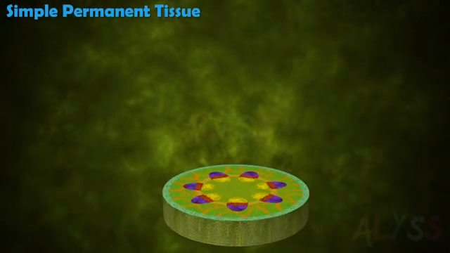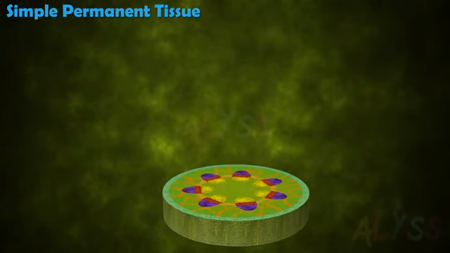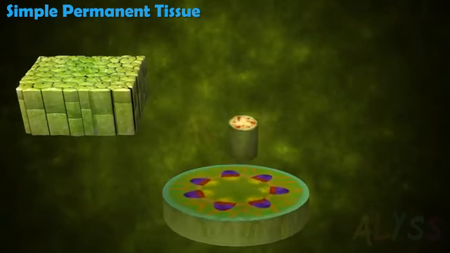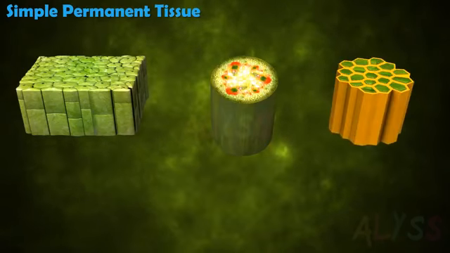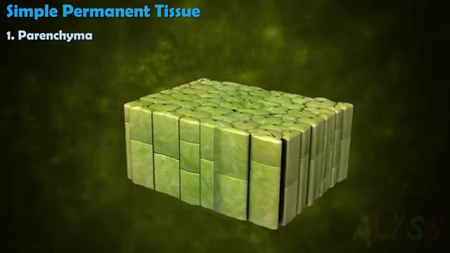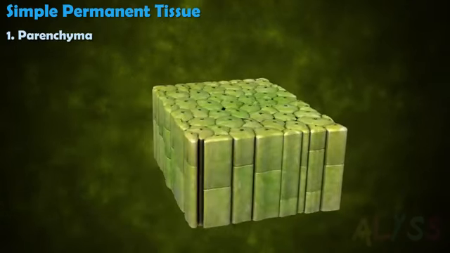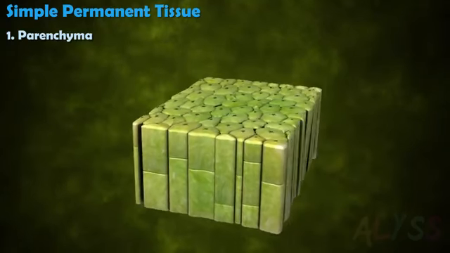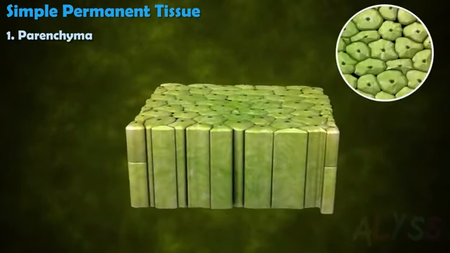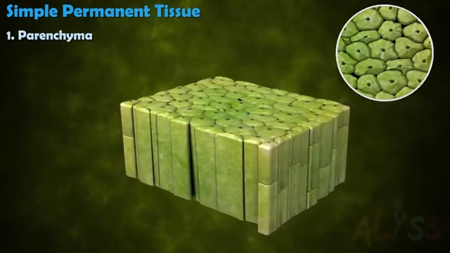Now, on the basis of adaptation in cell structure and their function, simple permanent tissues are further divided into three types. Number 1, parenchyma, again, has three subclasses. Parenchyma has oval cells with dense cytoplasm. They may or may not be loosely packed.